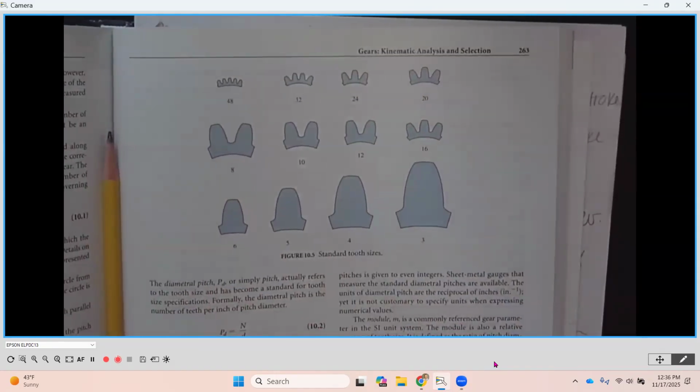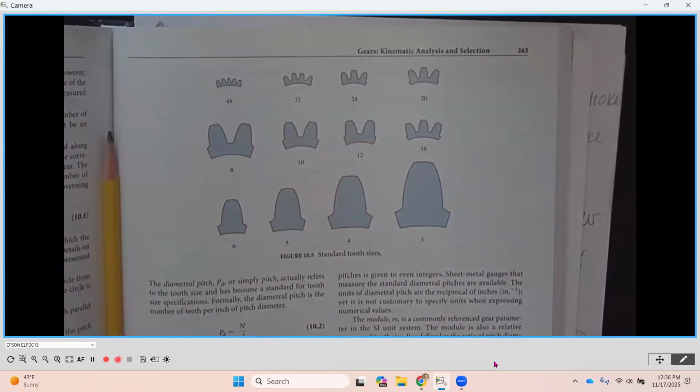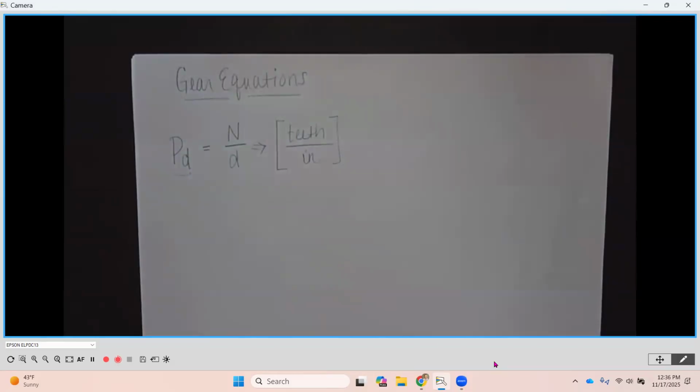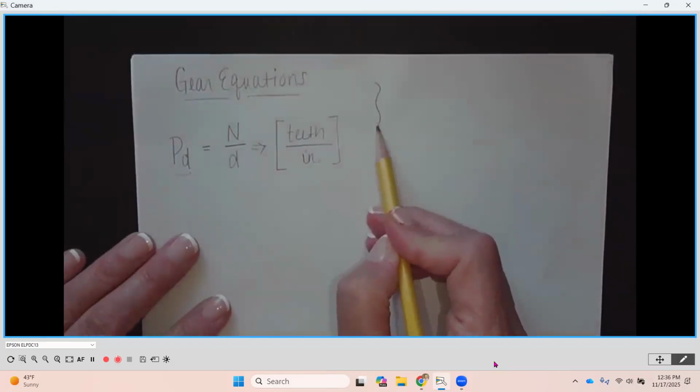They're going to say a number 6 gear, and that just means that's the diametral pitch. So you're going to have to kind of get used to how it's being specified, and we'll see that in the descriptions. As we use this more and more, you'll get more and more familiar.